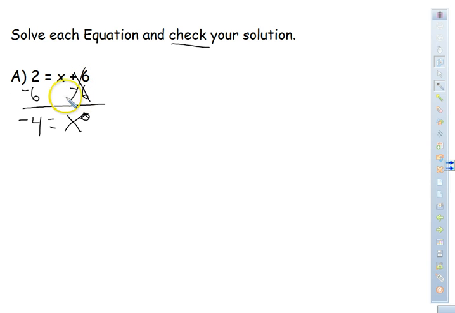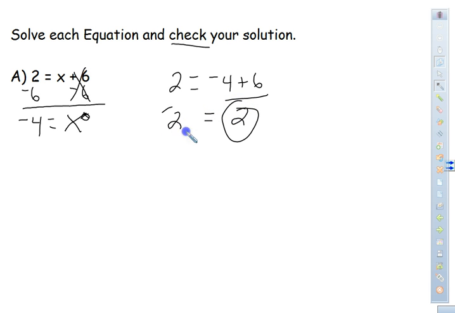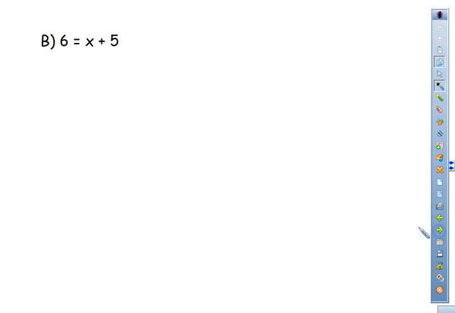Add a negative 6 to both sides, and now it's 2 plus a negative 6. Unlike signs, so we subtract, and since 6 is larger, it's going to stay negative. So negative 4 is my answer. Now plug it in. Does 2 equal a negative 4 plus 6? And it absolutely does. This right here equals 2. Okay, it equals a positive 2. Therefore, it is correct. So let's try another one.